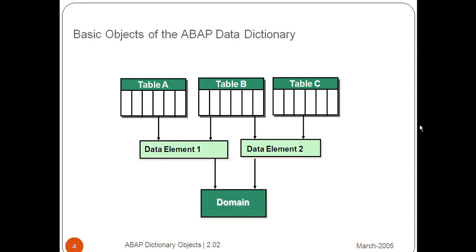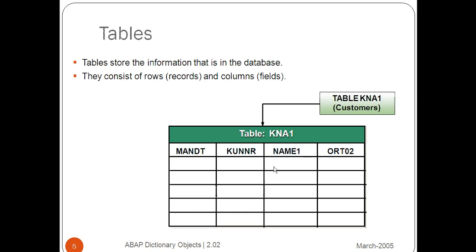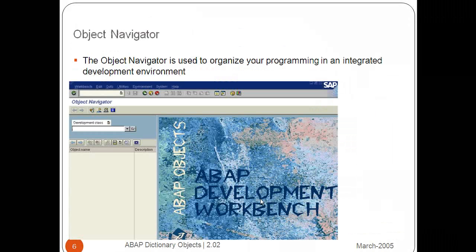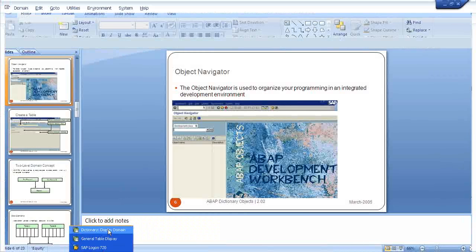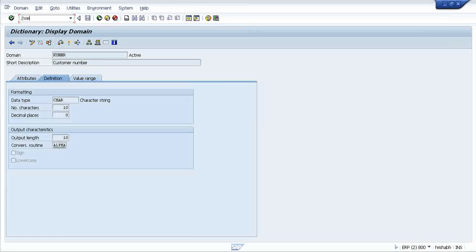Basic objects of the data dictionary: data element, domain. This is the pictorial representation. What could be a table? KNA1 is a customer master table. It could be a tabular format like this. Object navigator, and the ABAP workbench is nothing but the SE80 transaction. As I told you earlier, this is like a web browser. Instead of a website name, I put some transaction that SAP understands. So this is kind of like a website. SE80 is a kind of transaction.